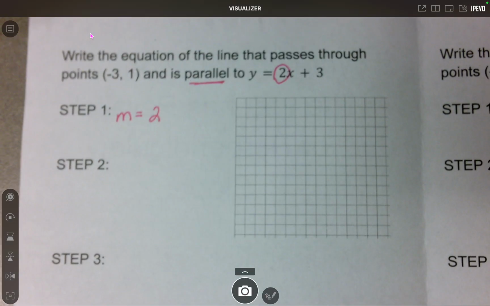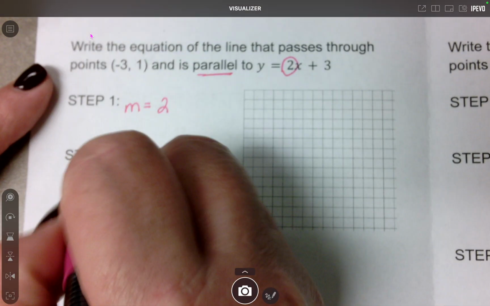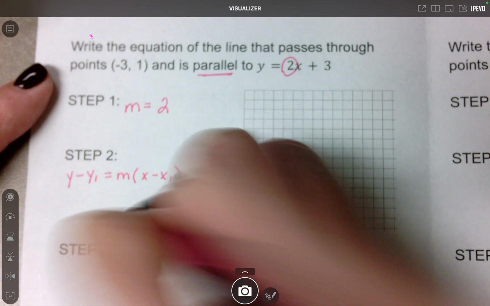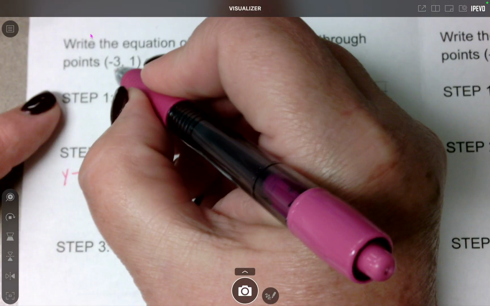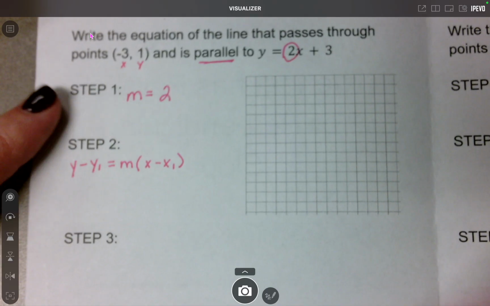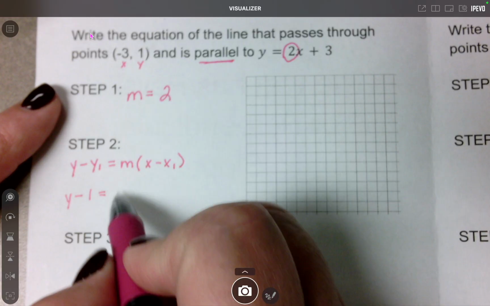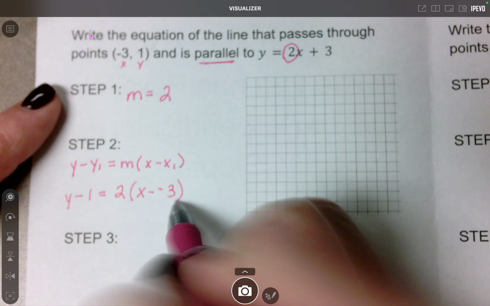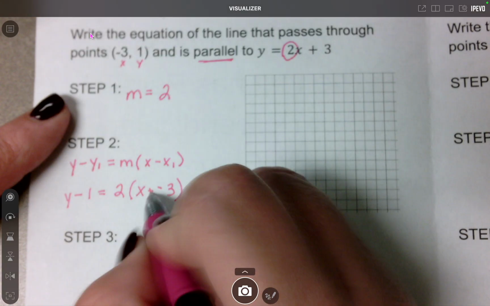Step 2 is to write it in point-slope form. So I'm going to start with my formula. y minus y1 is m times x minus x1. I have to use the point that was given to me up here, and we know this is x and y. So when I rewrite the equation, I'm going to have y minus 1 equals 2 times x minus -3. And I know that a negative makes a positive, so these are going to turn positive.